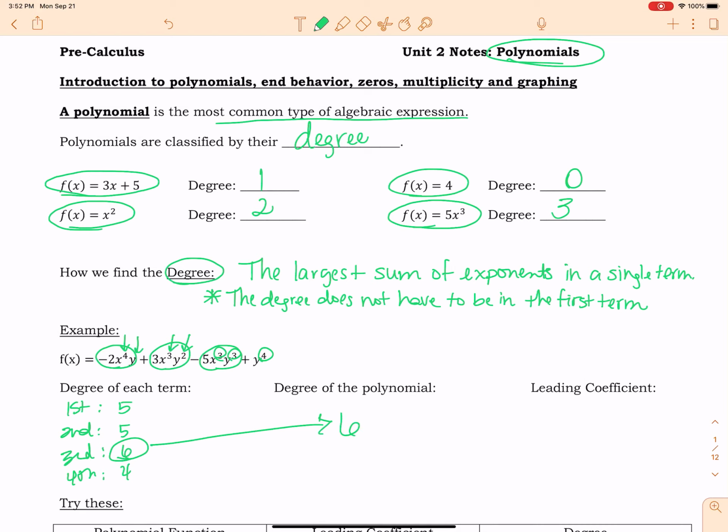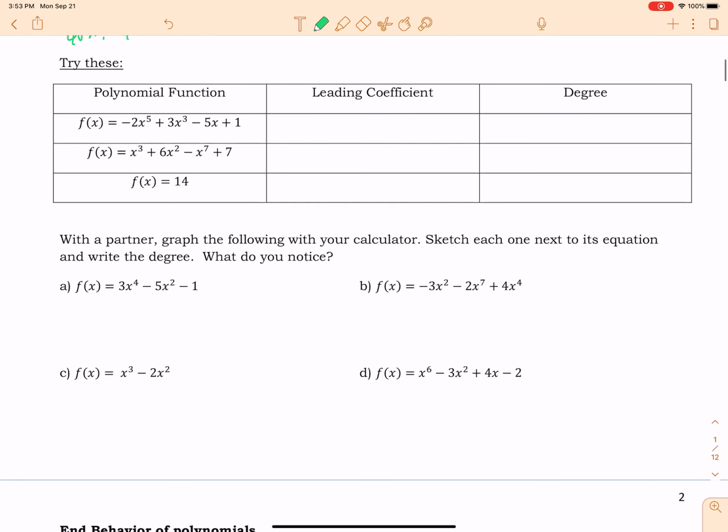And our leading coefficient, okay, don't let the word leading mislead you. The leading coefficient is the coefficient contained in the term that's got the degree in it. So my leading coefficient would be -5. Leading is a little misleading because it doesn't have to be the very first term. It can be any of the terms, but the leading coefficient is the coefficient of the term that contains the degree.